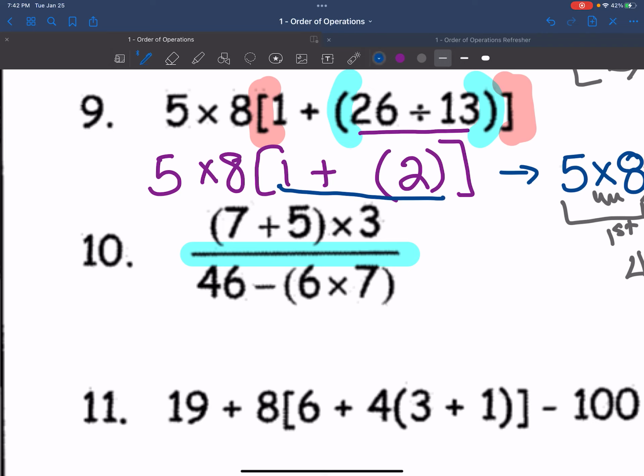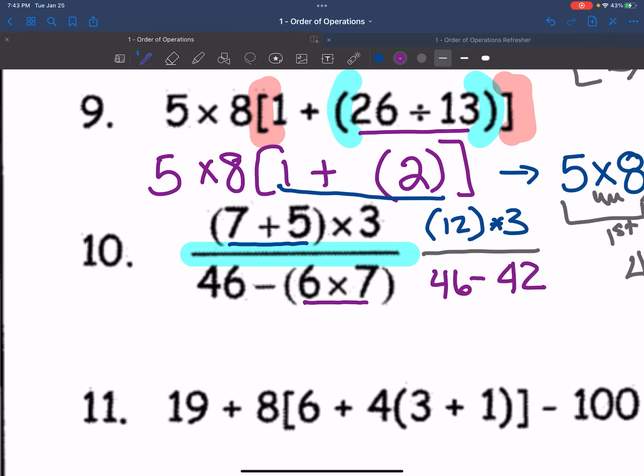So I'm going to start with the top of the fraction first. So first I have 7 plus 5. And 7 plus 5 is 12. So now we have 12 times 3 up top. And I can work at the bottom kind of at the same time. Working with my parentheses again, because we got to get rid of parentheses stuff first. First, we have 6 times 7, which is 42. And then I have 46 minus with that.